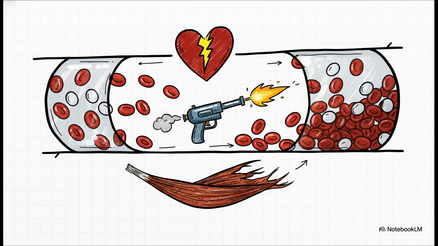C-reactive protein, or CRP, acts as a systemic flare gun, signaling massive, acute inflammation occurring somewhere in the body. And creatine kinase, specifically the CKMB fraction, acts as a highly reliable marker of severe muscle damage.